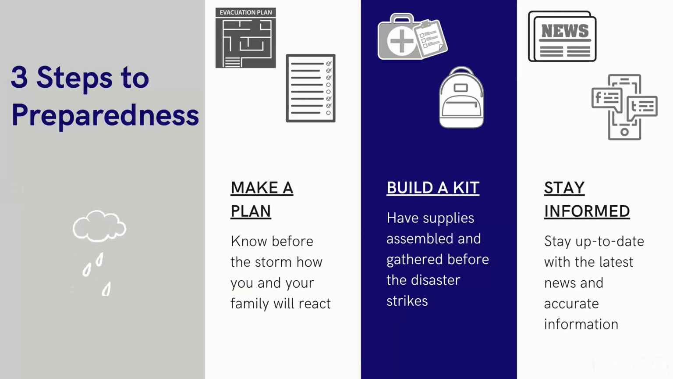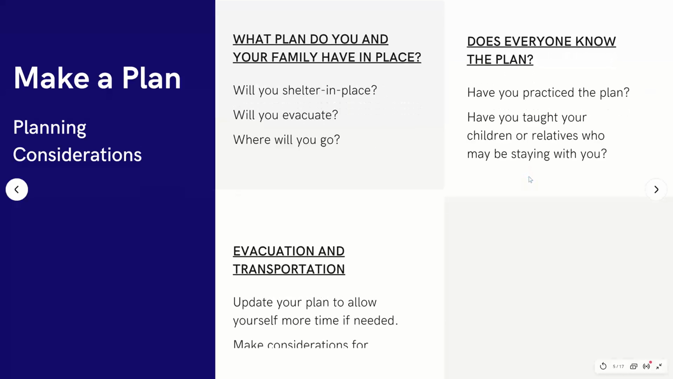So the 3 main steps to preparedness that we always talk about is make a plan, build a kit, and stay informed. We're going to dive into these steps and break them down on how you can make your plan. So know before the storm happens how you and your family will react. Build your kit and have your supplies assembled and gathered before the disaster strikes, and then stay up to date on the latest information.